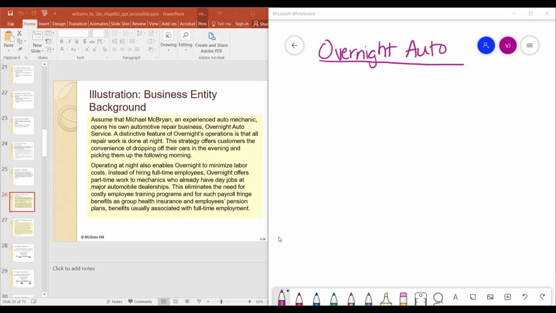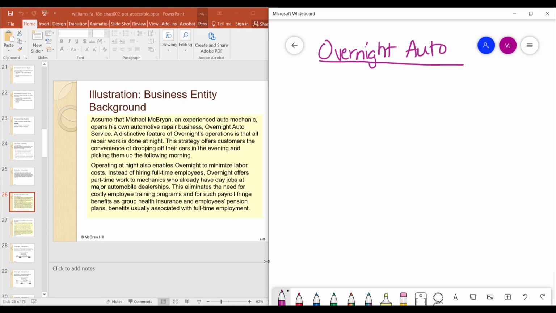Hi class, for our final lecture video, or just video for chapter 2, I want to go over these transactions in the chapter 2 PowerPoint for this business called Overnight Auto. I want to use the accounting equation while we're working through these to help give you a better understanding of those assets, liabilities, and owner's equity, and really what a transaction looks like.